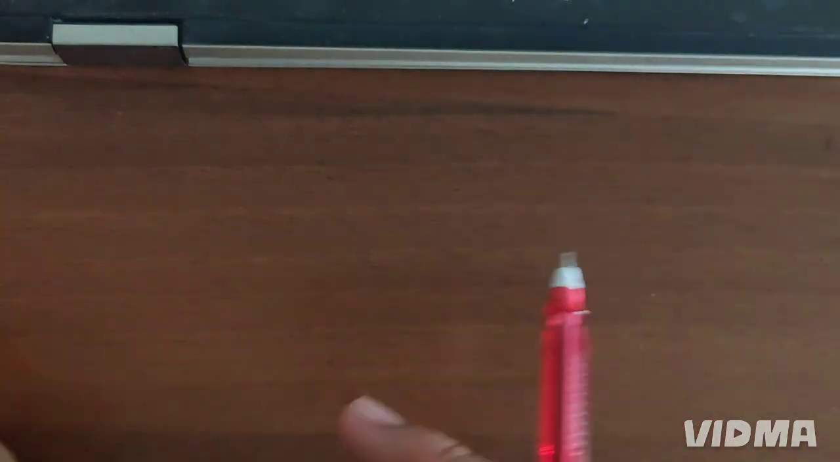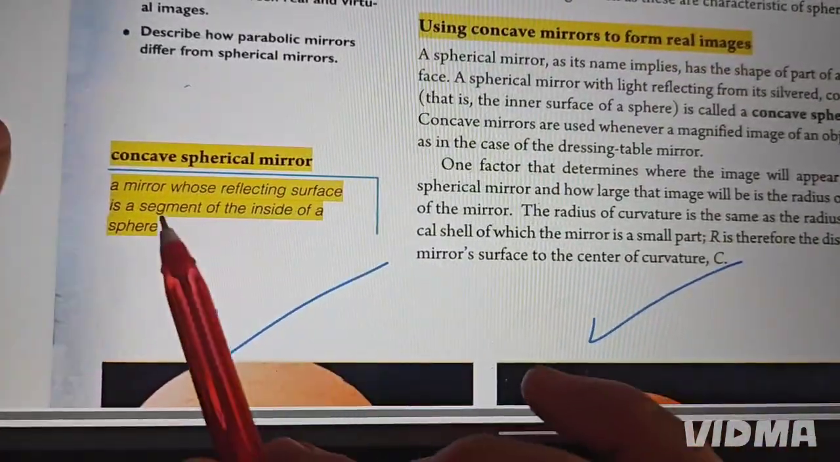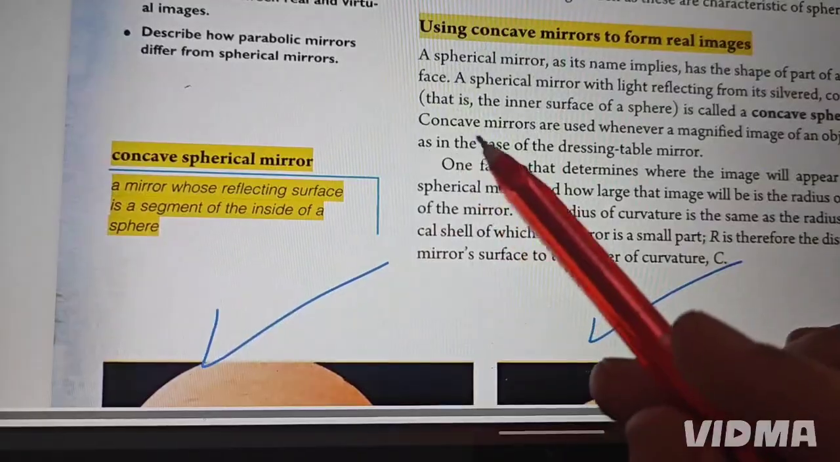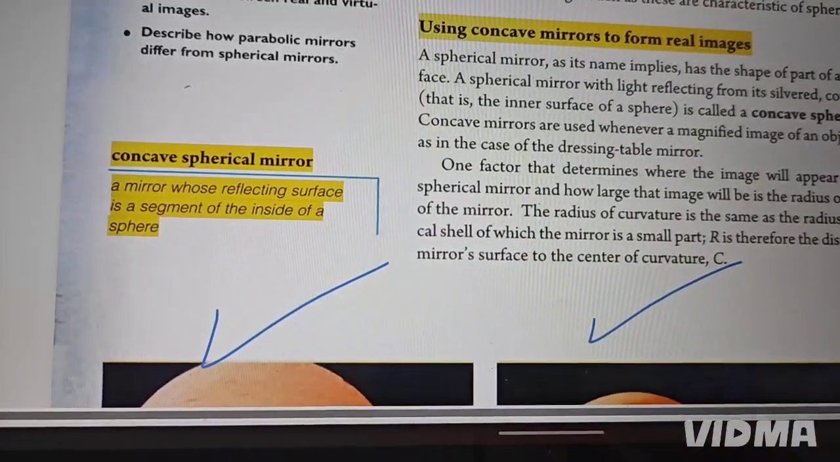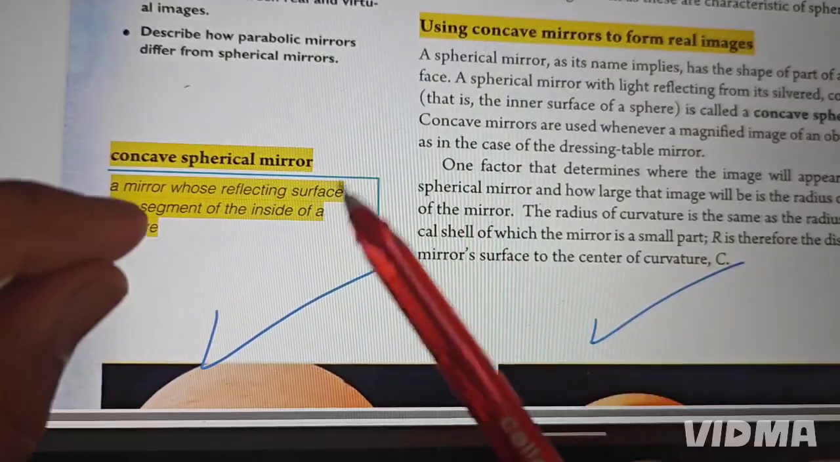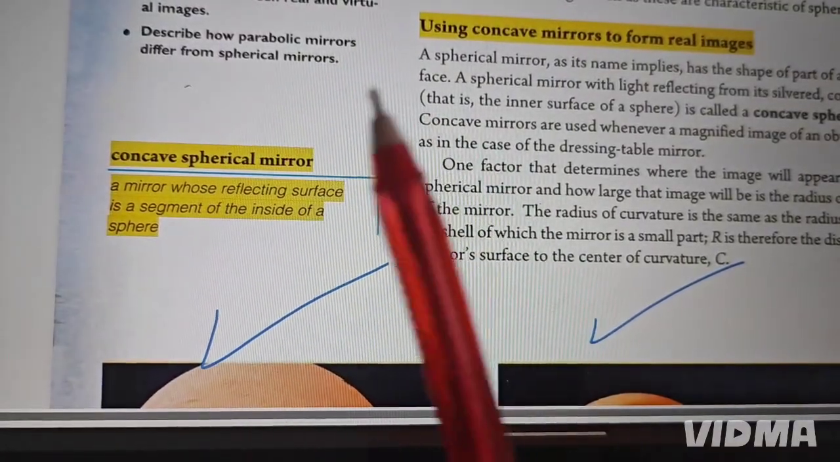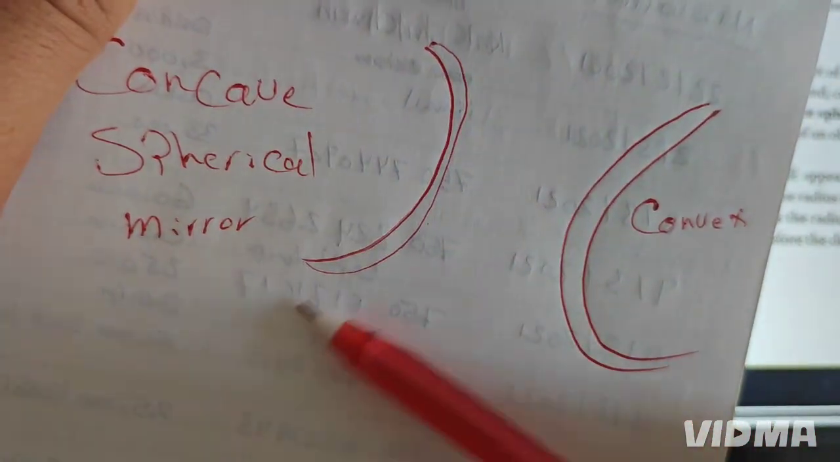What is the definition of concave spherical mirror? The definition said, a mirror, so this is a type of mirror. We have now a lot of types of mirror. Flat mirror that we have studied, the surface is flat, straight. But now we have concave, like a curve. This is like a curve, the sphere. That's why we said concave spherical mirror.